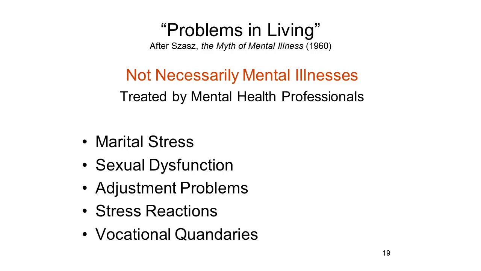Sometimes these problems can be resolved by people working by themselves. When that's not enough, they consult mental health professionals: psychiatrists, psychologists, social workers, marriage and family counselors. There's no implication that these people are mentally ill in the sense that people with schizophrenia or depression or anxiety disorder are mentally ill, but they do need help, and certain mental health professionals are equipped to provide that service.